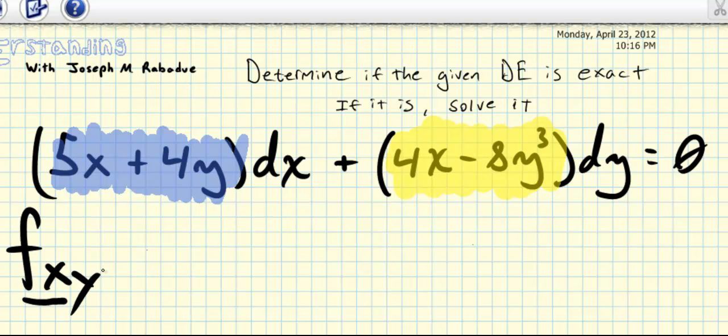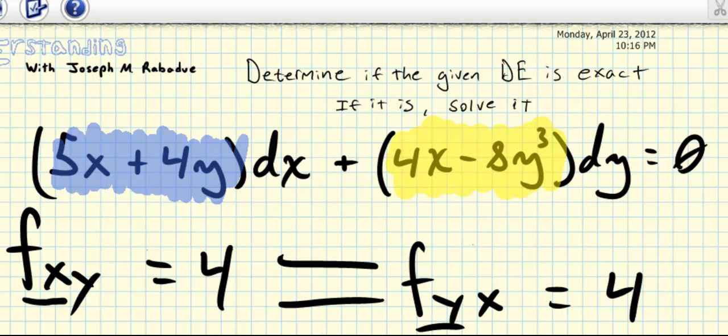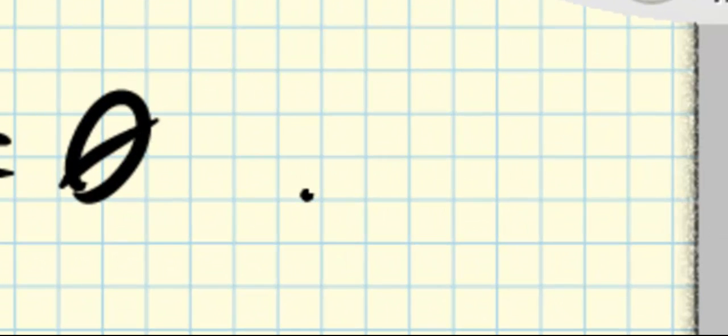Right now we have this portion, we need to take the derivative with respect to y. So 5x is going to drop out, 4y is going to turn into 4, and our derivative is going to equal 4. Now we're going to come over here, and we already have this part, we need the next derivative with respect to x. The 8y cubed is going to drop out, and the 4x is going to be left with 4. So we can see that these two are equal to each other. You can draw a huge equal sign in between here. And that means that it's exact. And because it's exact, we can continue with the rest of our problem.